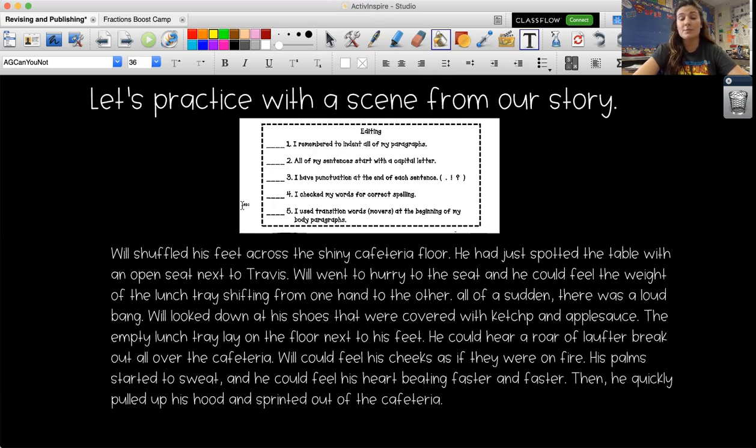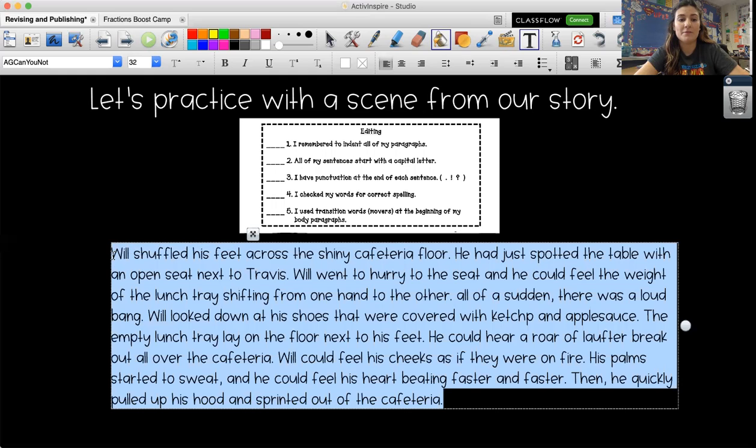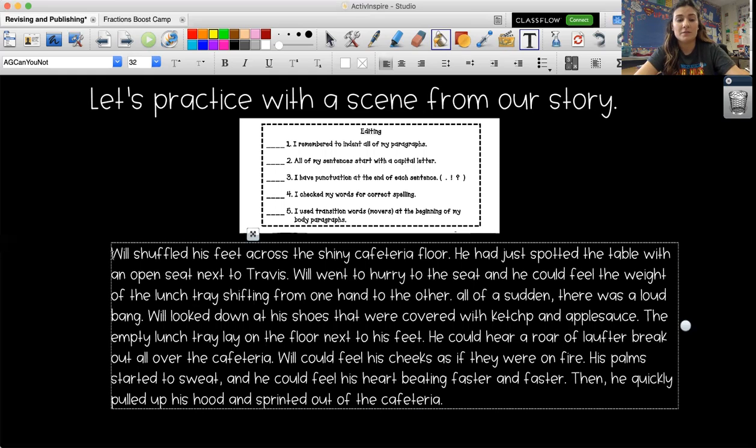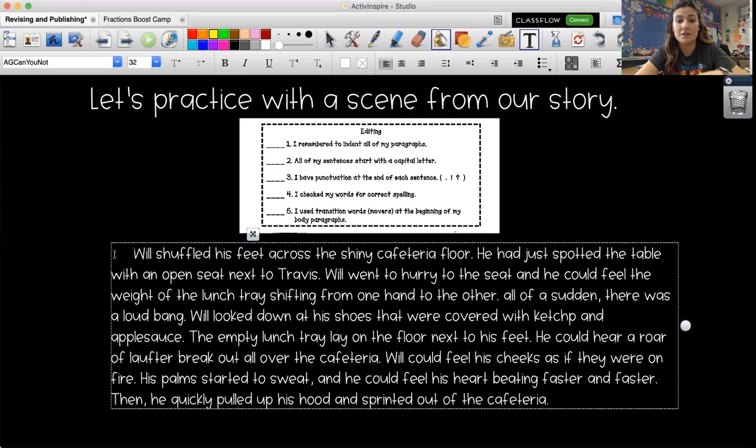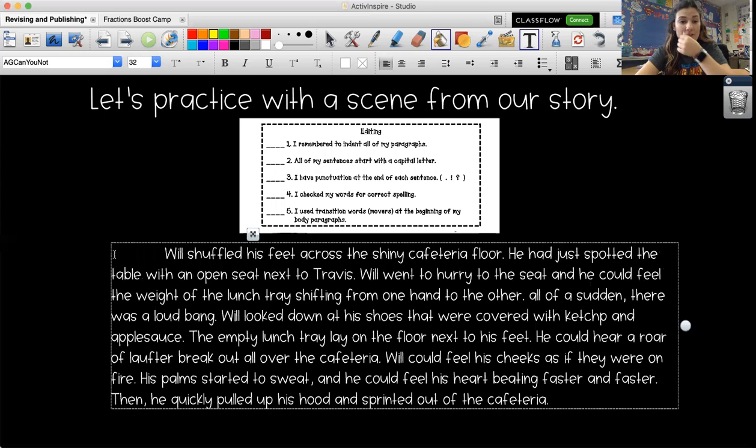So we're going to practice with a scene from Mr. Hoffman's story. So we're going to look through here and see already, number one, I remember to indent all my paragraphs. Well, this paragraph is not indented. So we are going to indent that right there.